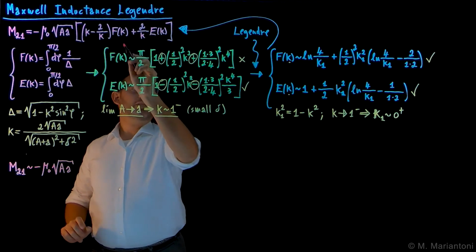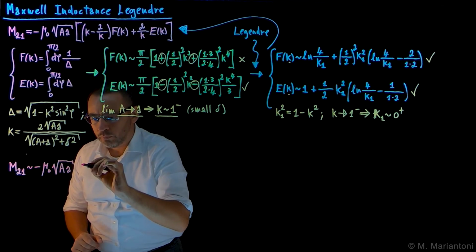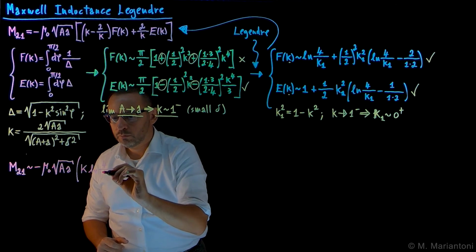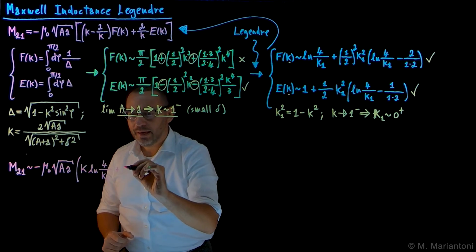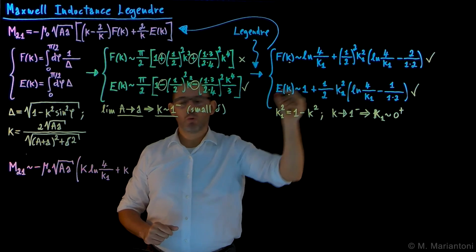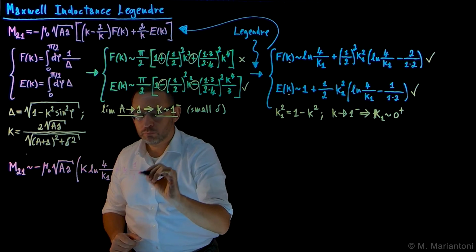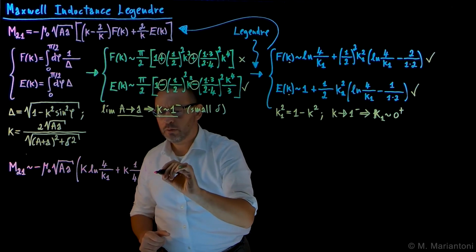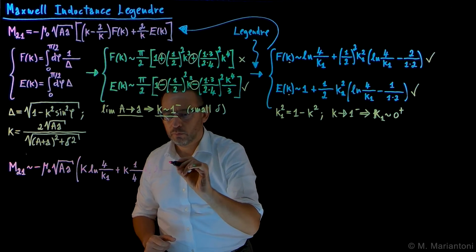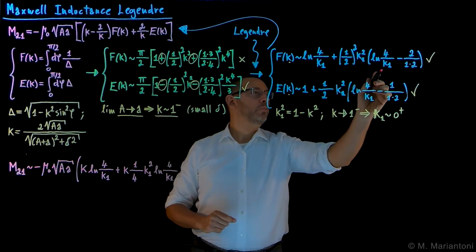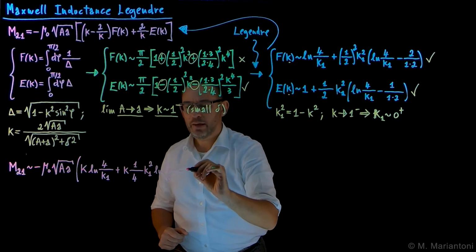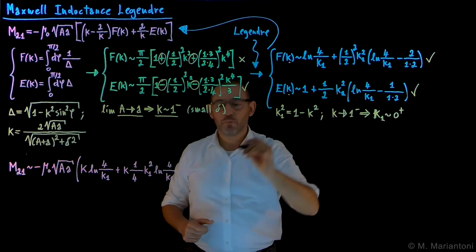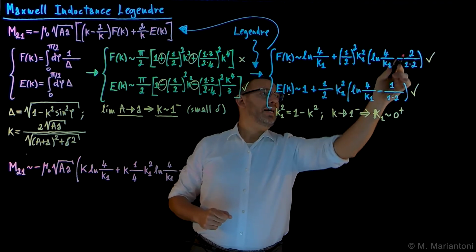Great. And now we need to do k times fk. So let's do k times fk. So we end up having k times the natural logarithm of 4 over k1, plus k times 1/4 here times k1 square times the natural logarithm of 4 over k1, minus, this is 1, so minus k from here again, minus k times 1/4 times k1 square times minus 1. So this is simply just minus 1.